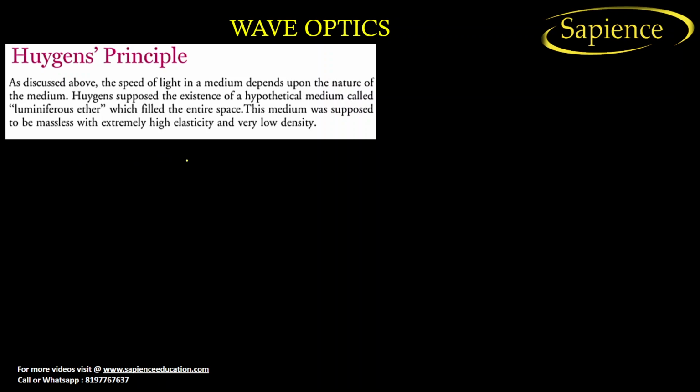So Huygens supposed the existence of a hypothetical medium called luminiferous ether, which filled the entire space. This medium was supposed to be massless, with extremely high elasticity and low density. So basically, Huygens assumed that space is also filled with luminiferous ether, which is very much elastic.